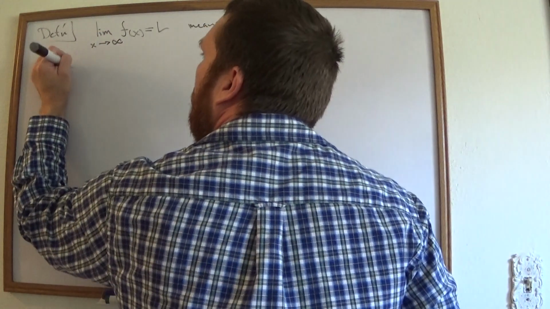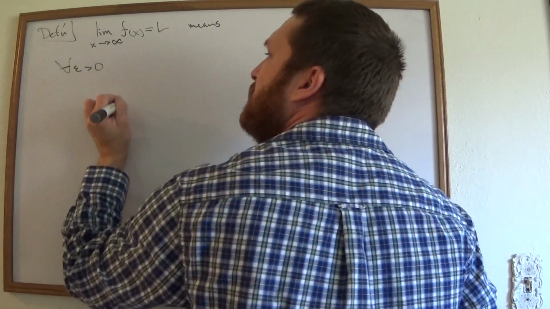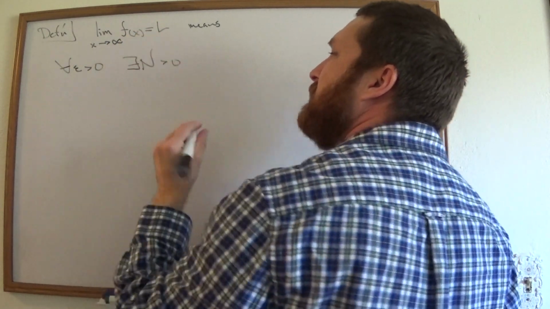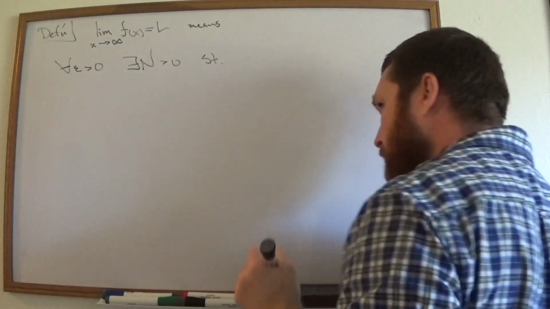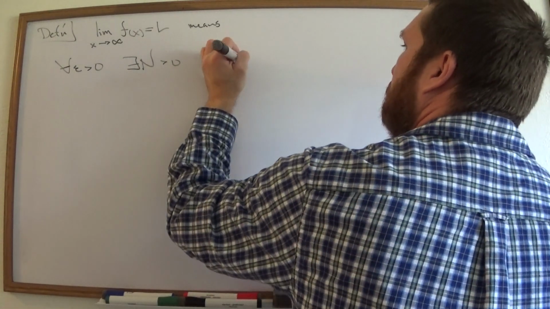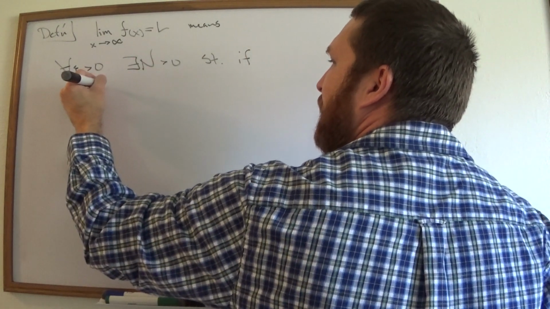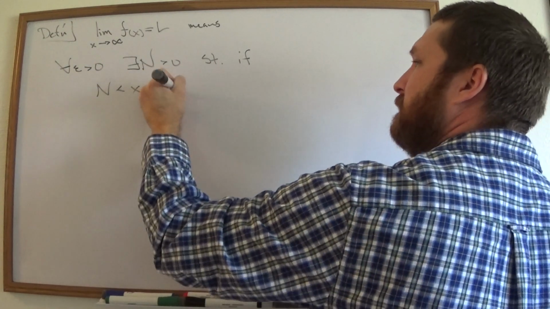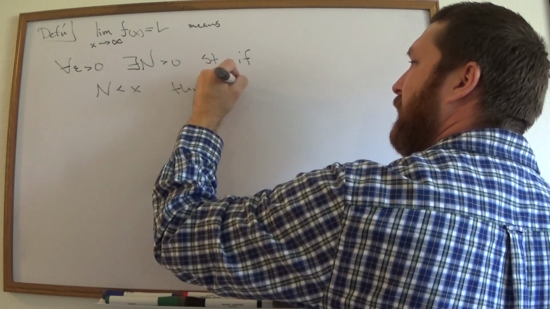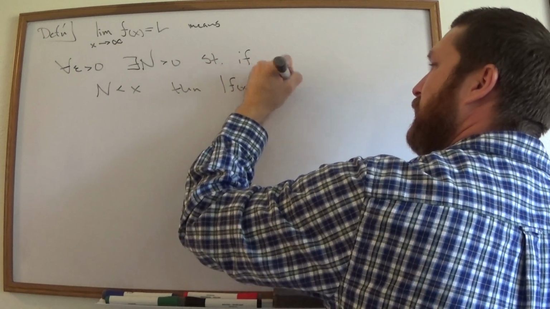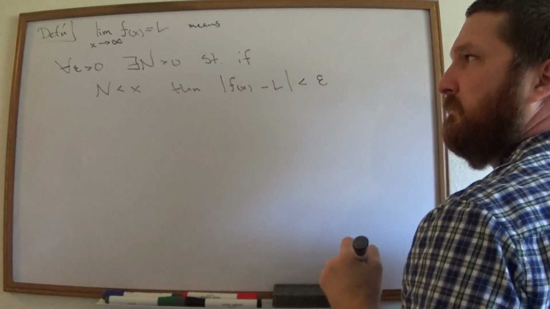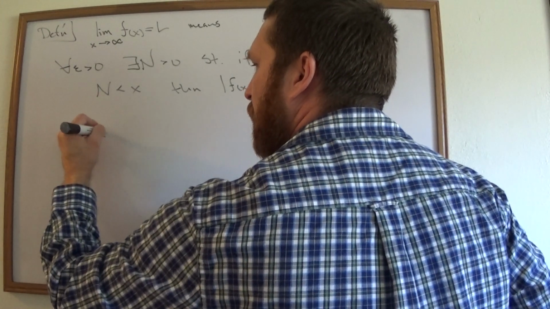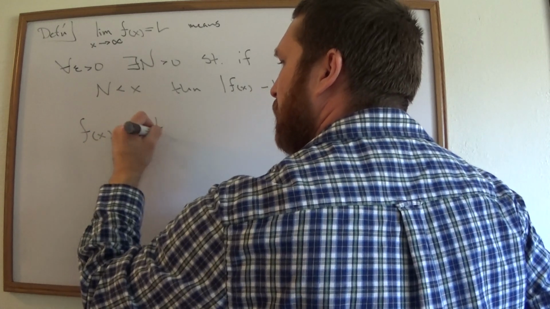And so what does that mean? Well, it means for all tolerances bigger than 0, there exists an N also bigger than 0, such that if x is beyond N, then you're within your given tolerance. So for instance, f of x equals 1 plus 1 over x.